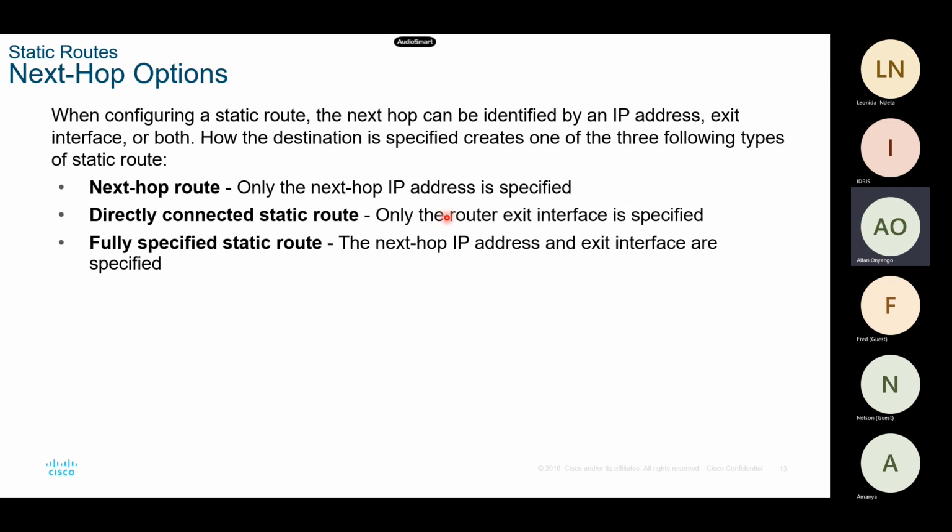Under static routes, there are 3 types of static routes. The first is called a next hop static route. In a next hop static route, you use the next hop IP address. That is very crucial, you state it. Then the next one is called a directly connected static route. This is the one where you use the exit interface directly, because it is directly connected.